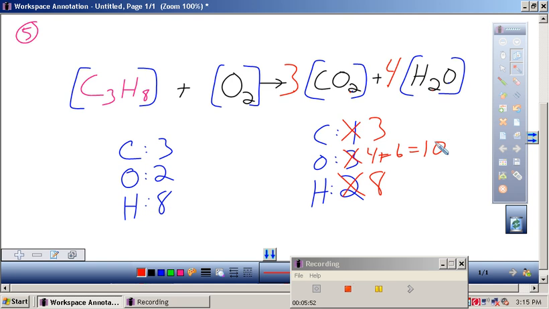Okay, my carbons over here are good, my hydrogen's balanced. I just need to fix my oxygen. I have 10 over here. I need 10 over on the left side. So a 5 in front of there. 5 times 2 is 10. And now that's balanced.